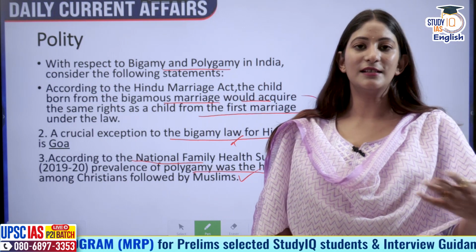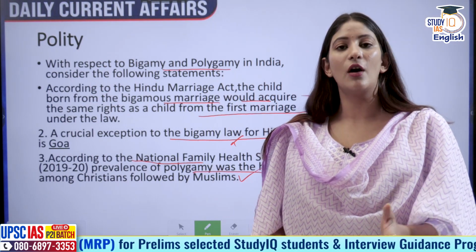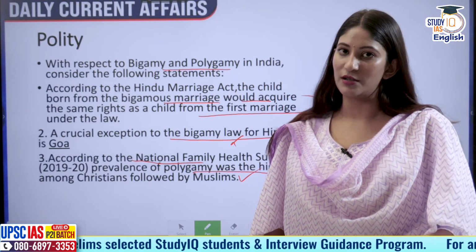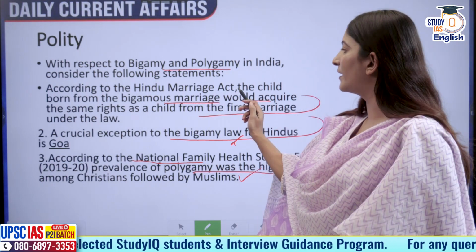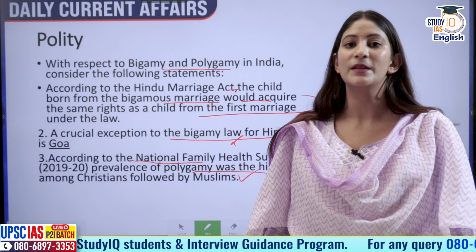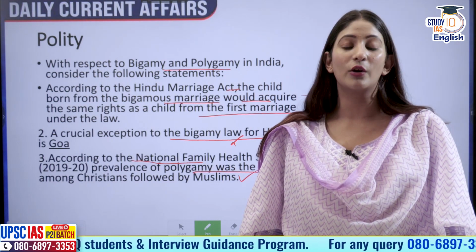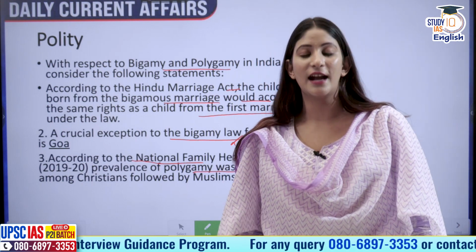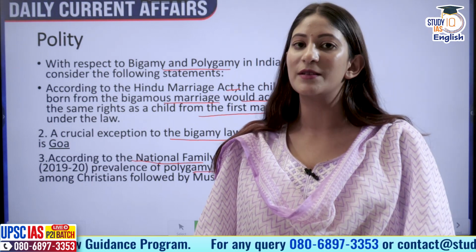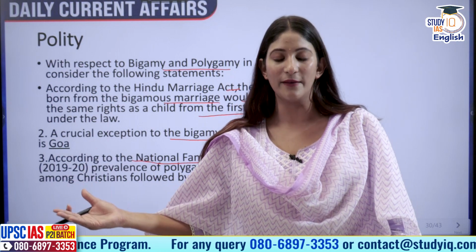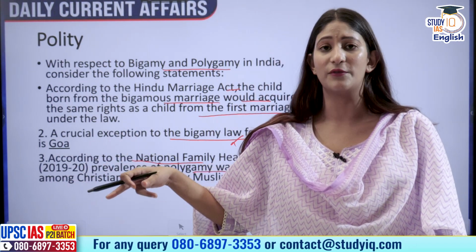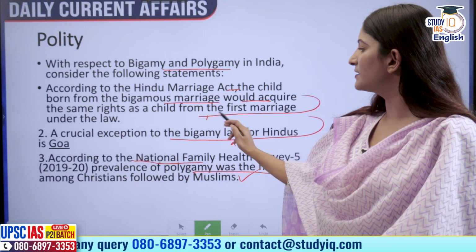Okay, but there are certain personal laws which allow for second marriage. Right now, we are talking about different personal laws. So, according to the Hindu Marriage Act, Section 17, bigamy is not allowed. It has outlawed polygamy. But if there is a child that is born out of bigamous marriage, that means to the second wife, then they will have the same right of inheritance as the first child. The first statement is correct.